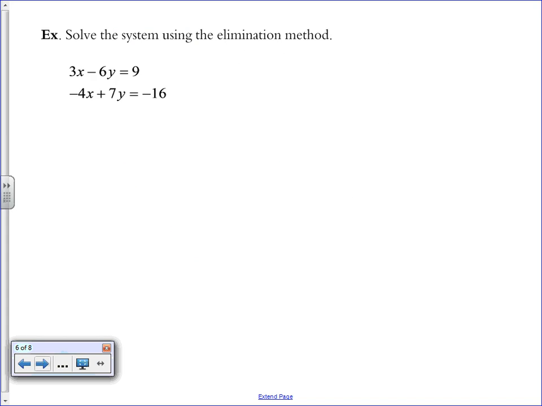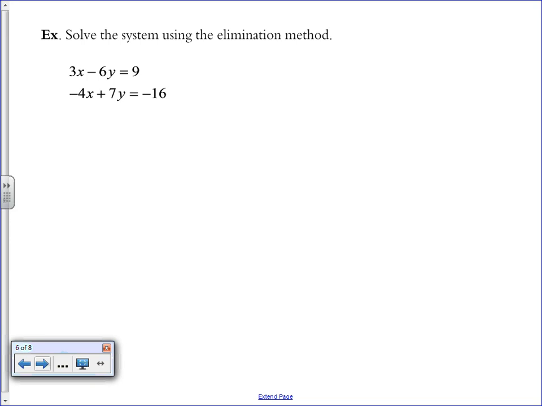For example, this still wants us to use the elimination method here, but nothing eliminates. Nothing cancels out. A 3x and a minus 4x will not cancel each other out. A 6y and a 7y are not going to cancel each other out. And we can't use this method unless something eliminates, right? We don't want to just add them together and still have x and y. So in order to make something eliminate, I'm going to go ahead and make the x's eliminate.